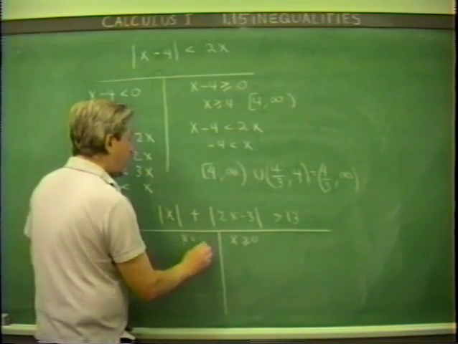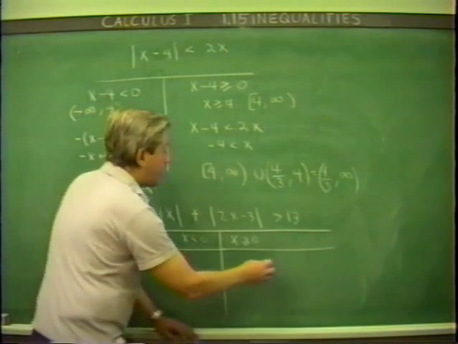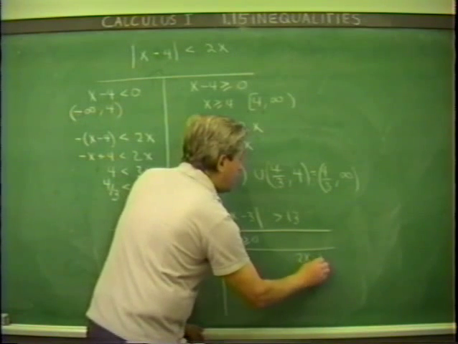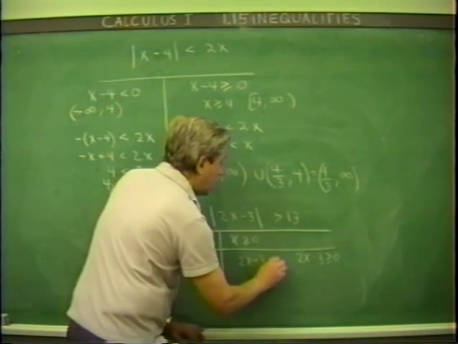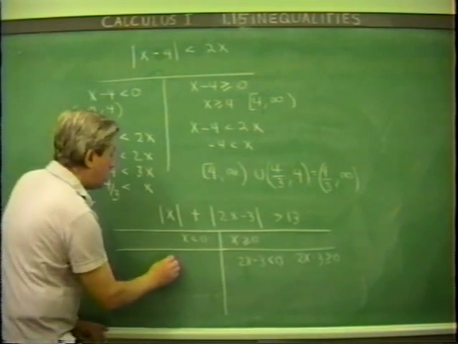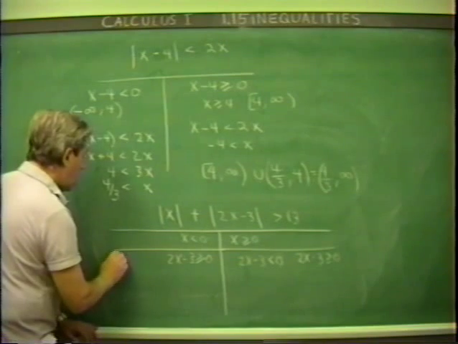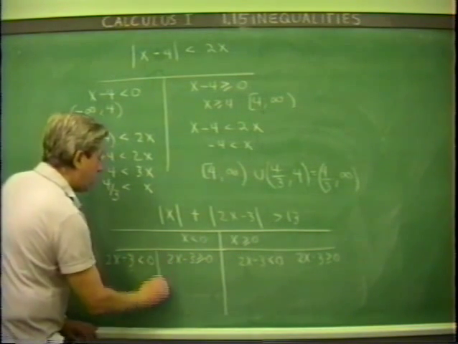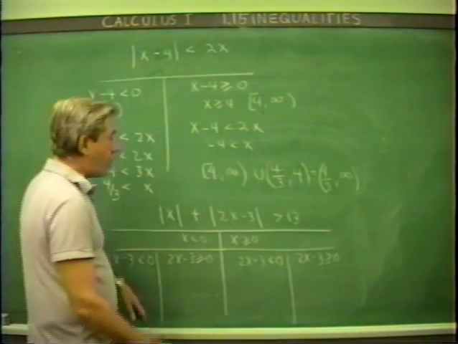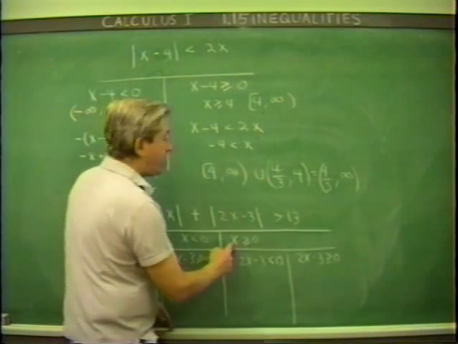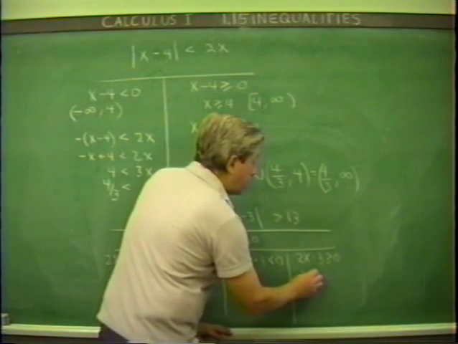by considering several cases. x greater than or equal to 0, and x less than 0 would be one case. Now, just as before, if we'd like to remove this one, we can consider two cases: 2x minus 3 greater than or equal to 0, and 2x minus 3 less than 0. Likewise for the other. We now have four cases here, so to speak.